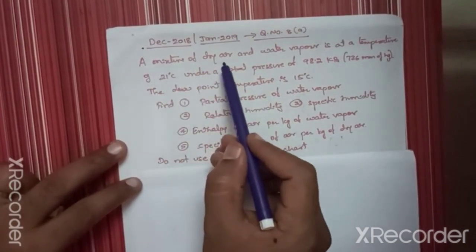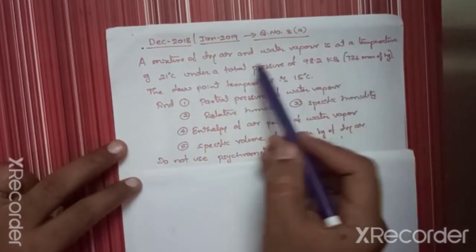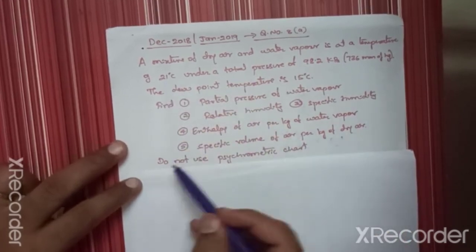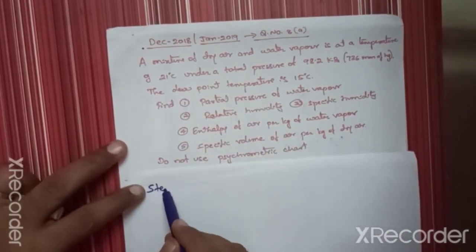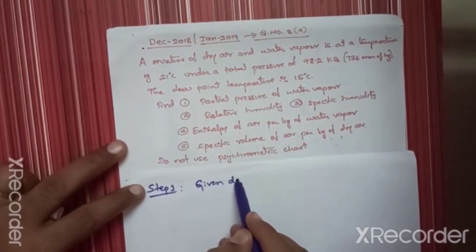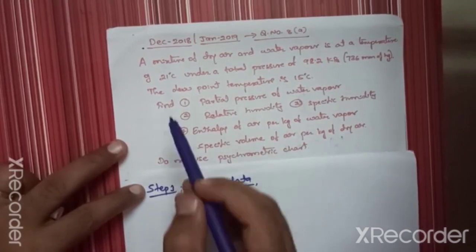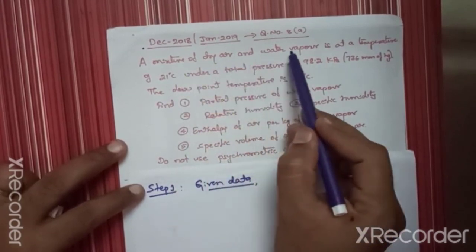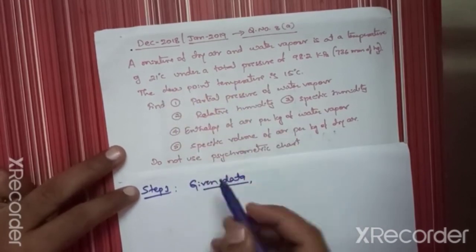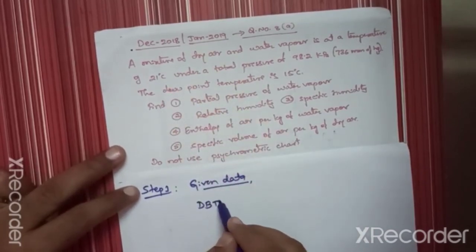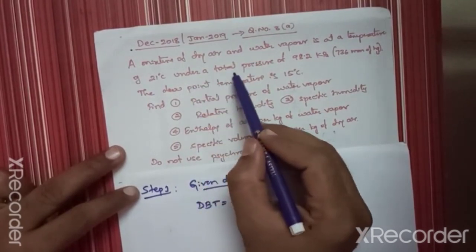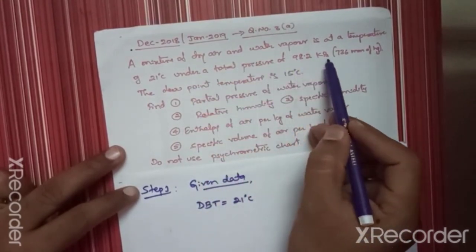A mixture of dry air and water vapor is at a temperature of 21 degrees Celsius. So simultaneously we will be writing the given data. First we will write step number 1, given data. A mixture of dry air and water vapor is at a temperature of 21 degrees Celsius. So it is a dry bulb temperature. So dry bulb temperature is 21 degree Celsius under a total pressure of 98.2 kilopascal.